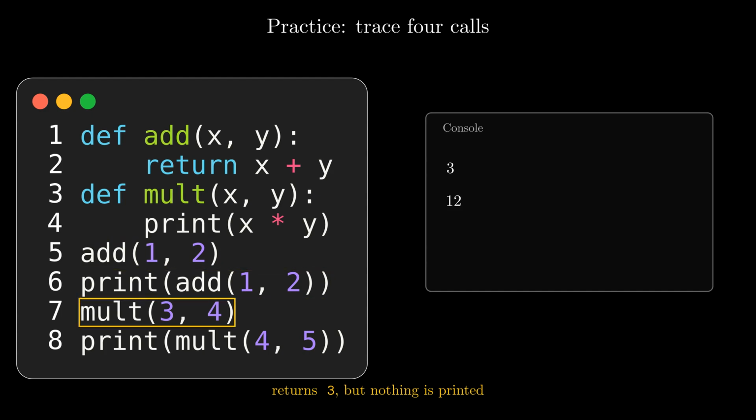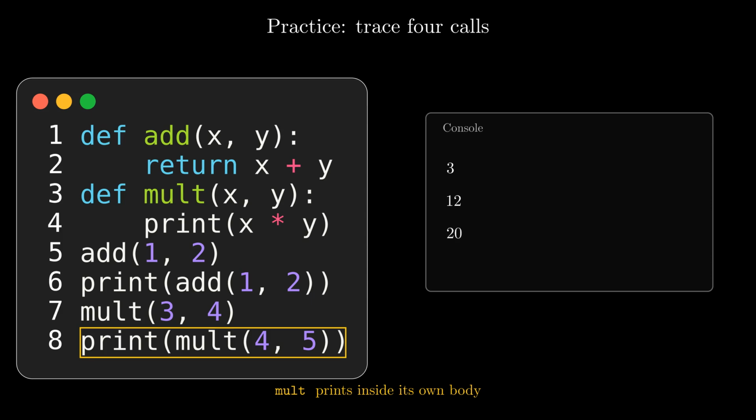Line 3. Mult of 3 and 4. Its body prints the product 12, so 12 appears. Line 4. Print of mult of 4 and 5. Mult prints the product 20. But mult has no return, so it hands back None. The line becomes print of None, and None prints. Across 4 lines, the first prints nothing, and the last prints 2 things, 20, then None.